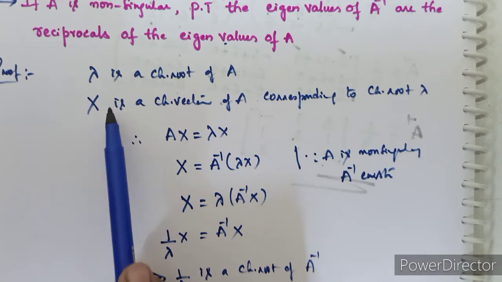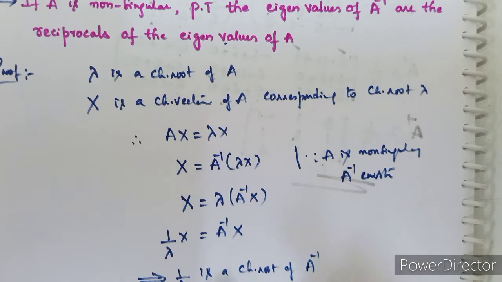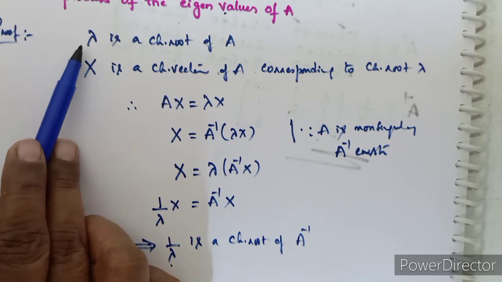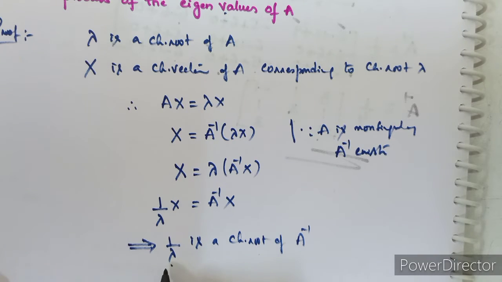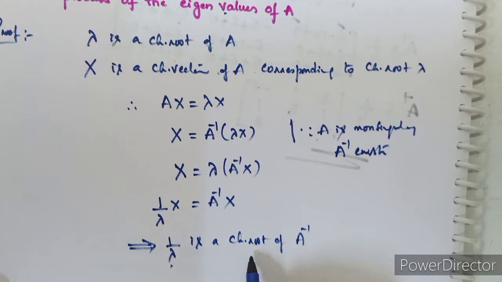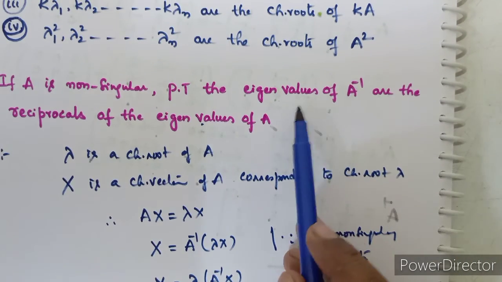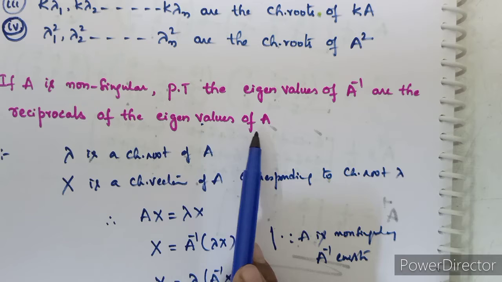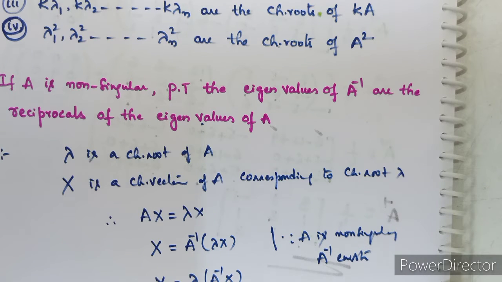Lambda is a characteristic root of A, 1 by lambda is a characteristic root of A inverse. That means the reciprocal. The reciprocal of lambda is 1 by lambda. If lambda is a characteristic root of A, then 1 by lambda is a characteristic root of A inverse. That is why eigenvalues of A inverse are the reciprocals of eigenvalues of A. That is, we have proved.